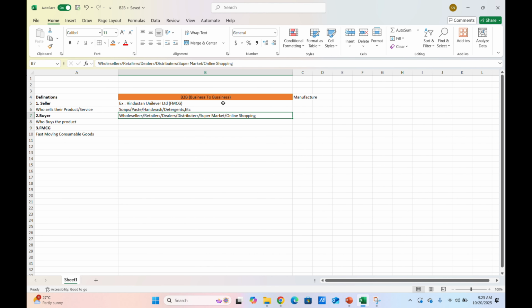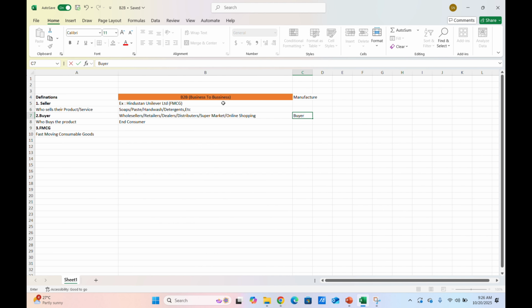No, no. They buy it to do business, to sell these things to the end consumer, right? So they are buying it to sell this product to the end consumer and to run their business. So in this case of B2B, now who are the buyers here? These are the buyers. Okay, and if we understand here, Hindustan Unilever is the seller. Yeah, clear on those things.